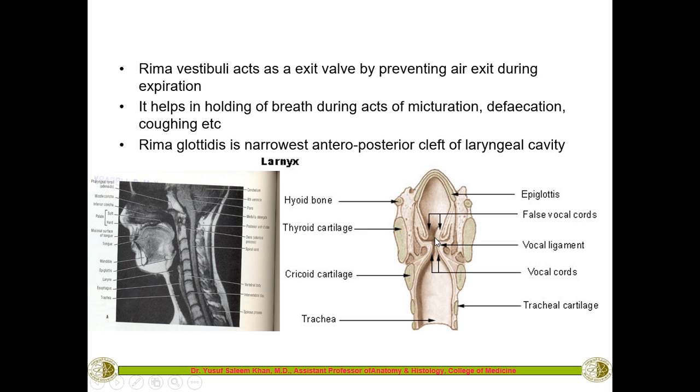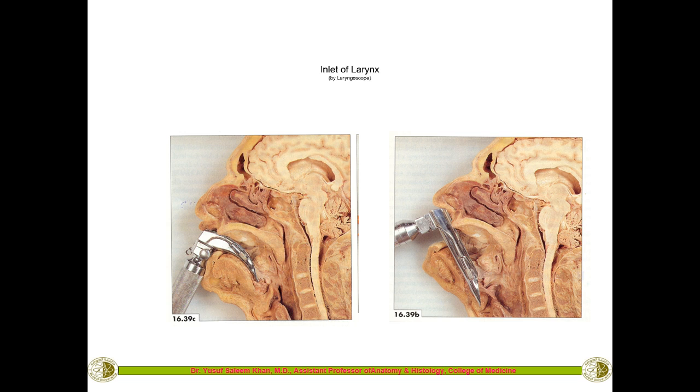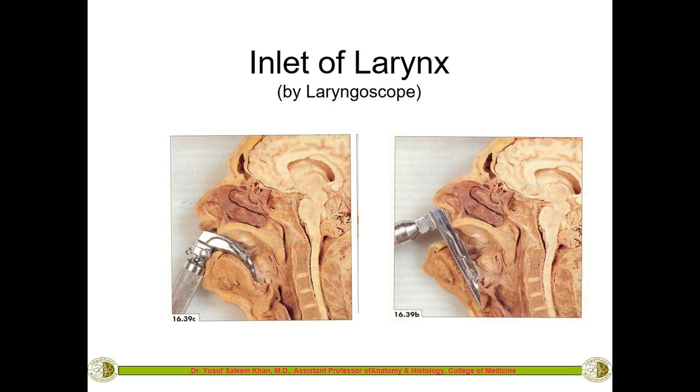Rima glottidis is the narrowest anteroposterior cleft of the laryngeal cavity. You have seen the laryngeal cavity, and the space between the two vocal folds is called the rima glottidis. This is a narrow space, and this is important because sometimes, if a foreign body has escaped all the above parts and come down, this is the point where you can actually trace it, because this is the narrowest part.